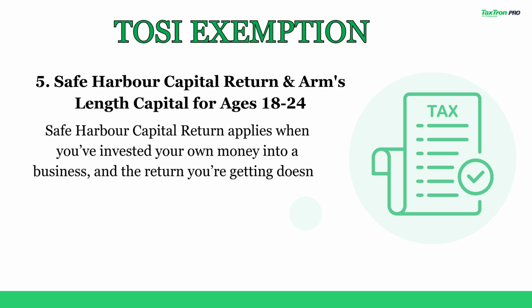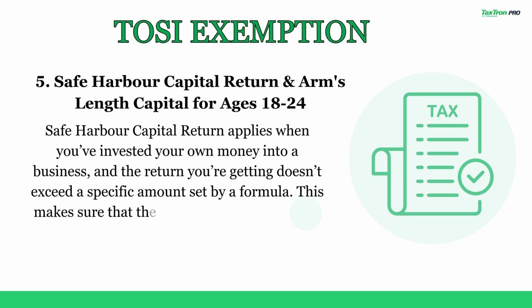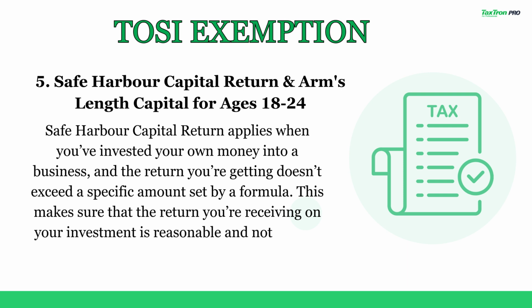Now, if you are between the ages of 18 and 24, there is a special exemption related to safe harbor capital return and arm's length capital. These terms may sound complicated, but let's break them down. Safe harbor capital return applies when you have invested your own money into a business, and the return you are getting does not exceed a specific amount set by a formula. This makes sure that the return you are receiving on your investment is reasonable and not subject to TOSI.